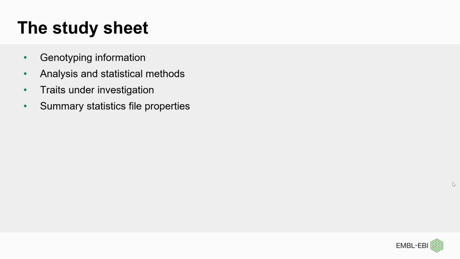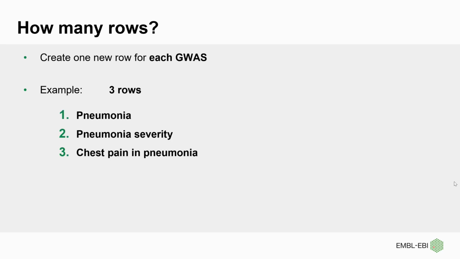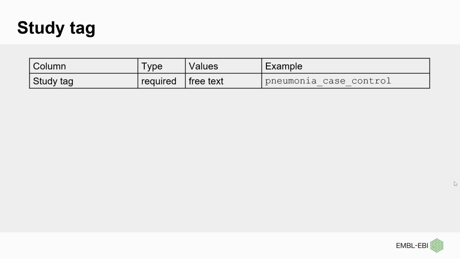So the study sheet is where you can enter information about the genotyping methods, the analysis and statistical methods, the traits that were under investigation in each study, and the properties of the summary statistics files themselves. You should include one row in this spreadsheet for each individual GWAS in your submission. So in my example from earlier, I should have 3 rows for each of the traits that I studied: pneumonia, pneumonia severity, and chest pain in pneumonia.